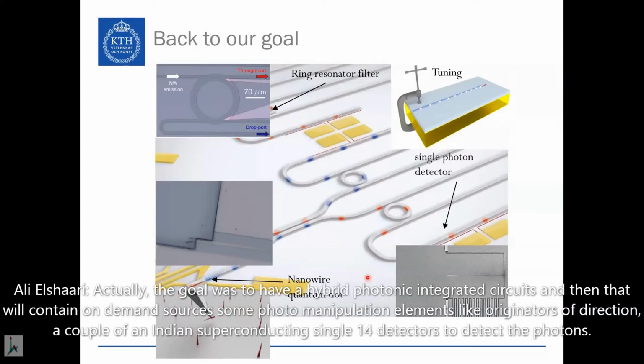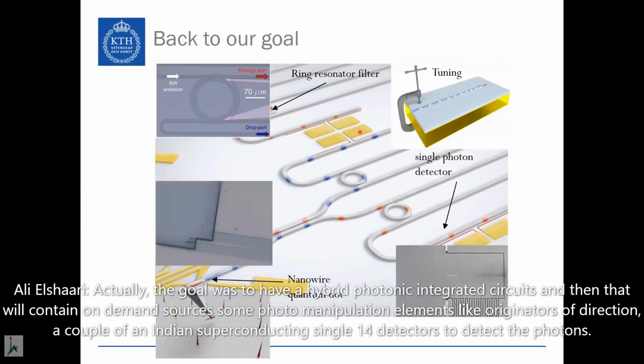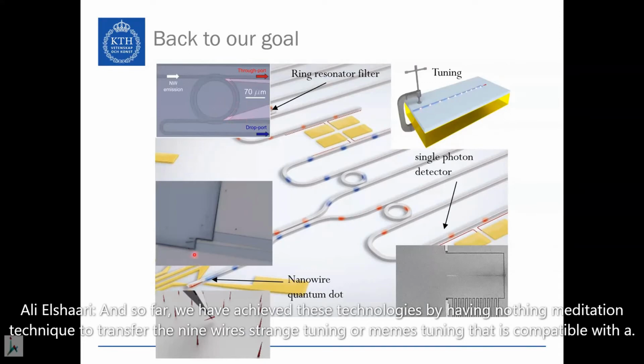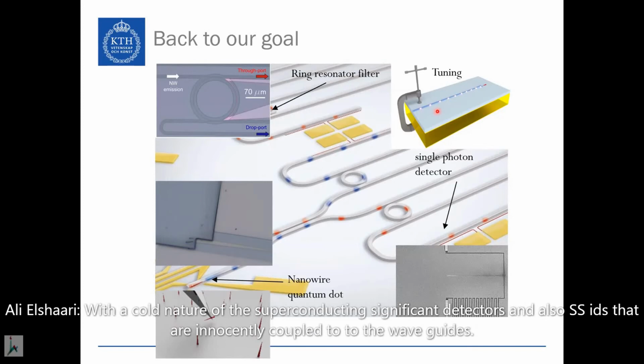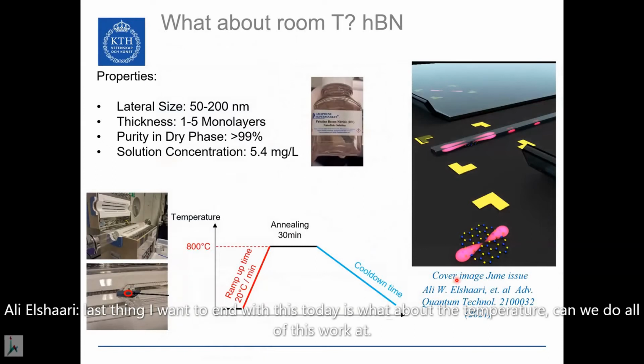Actually, the goal was to have a hybrid photonic integrated circuit that will contain on-demand sources, some photon manipulation elements like ring resonators or directional couplers, and in the end, superconducting single photon detectors to detect the photons. So far, we have achieved these technologies by having a nanomanipulation technique to transfer the nanowires, strain tuning or MEMS tuning that is compatible with the cold nature of the superconducting single photon detectors, and also SNSPDs that are evanescently coupled to the waveguides.